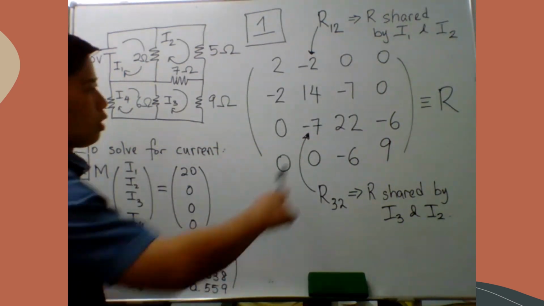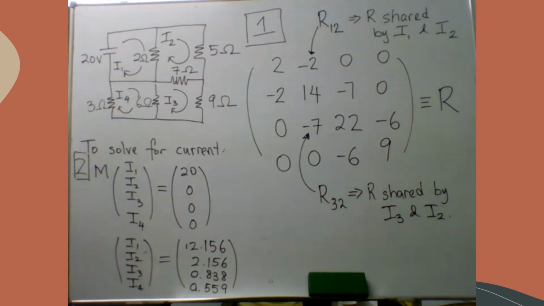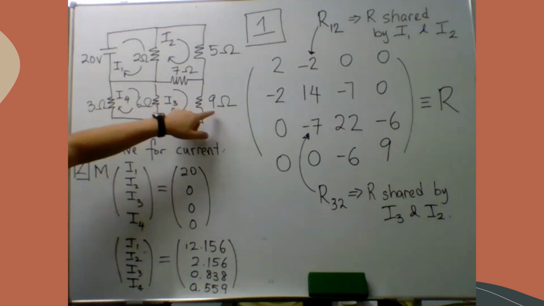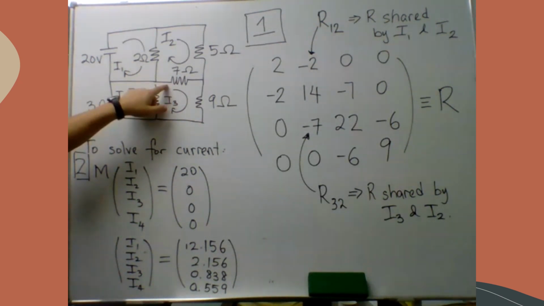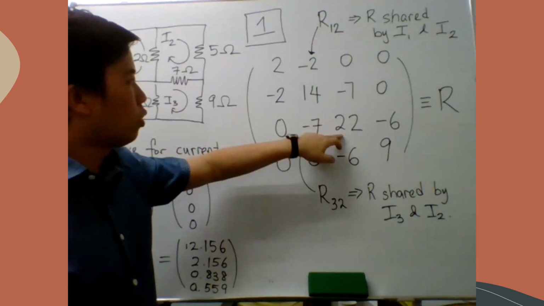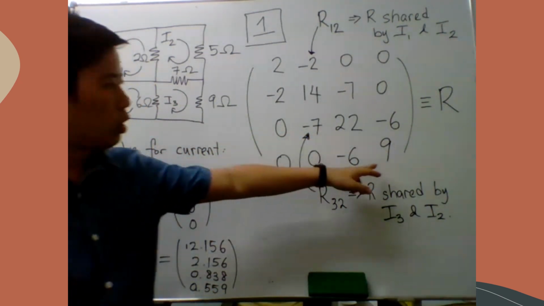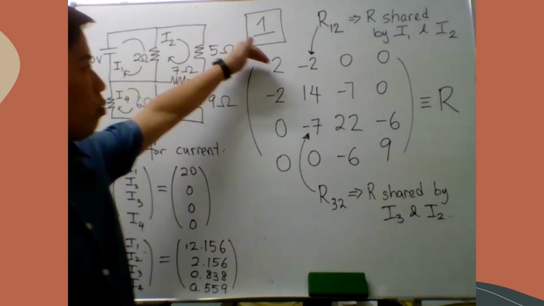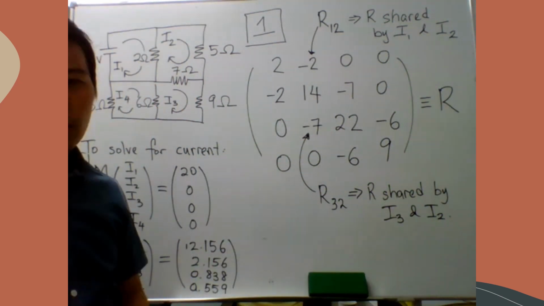Right, so we go to the next one. This is the resistance for the third loop. All right, the third loop is over here. So this is going to be a sum of 9, 6, and 7. So this is going to be 22. And the last one, which is the resistance for loop number 4, over here, this is 9. Right, so now we have built the diagonal elements.